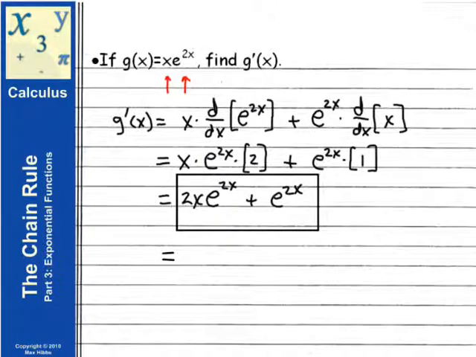Okay, let's factor out our e to the 2x, so that will leave a 2x and then a plus 1 in the second position, times e to the 2x. Yes, that would be the same. So we could leave either one of these answers. Either one would be acceptable.